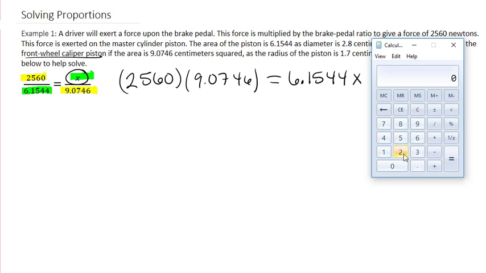We'll get our calculators out and we will multiply. So 2,560 times 9.0746, which is equal to 23,230.976.